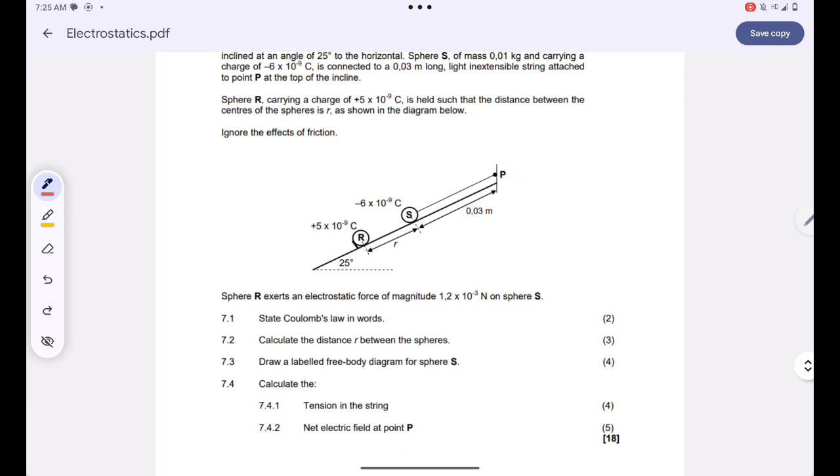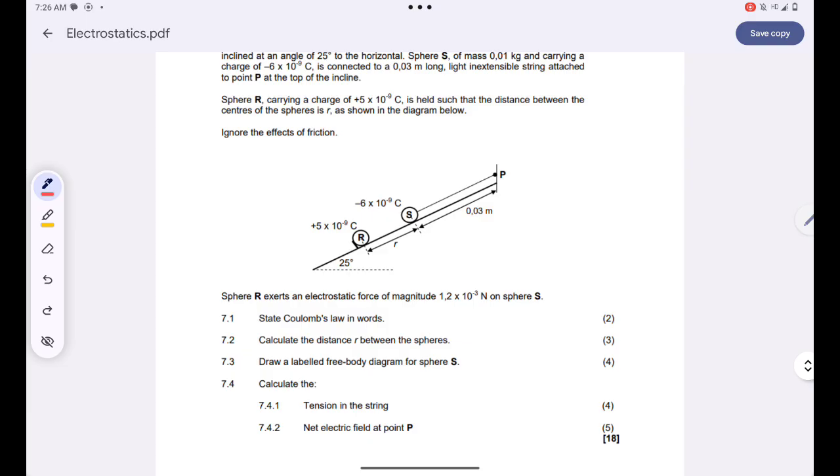Now we are told that sphere R exerts an electrostatic force of magnitude 1.2 times 10 to the -3 newtons on sphere S. The first question, they want us to state Coulomb's law in words.